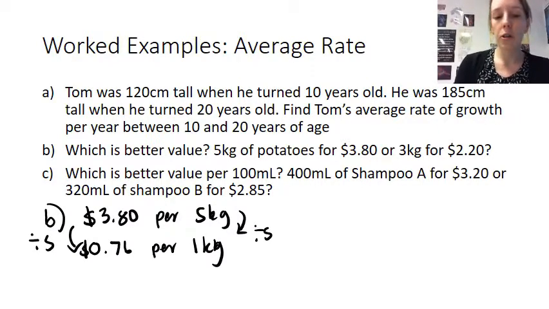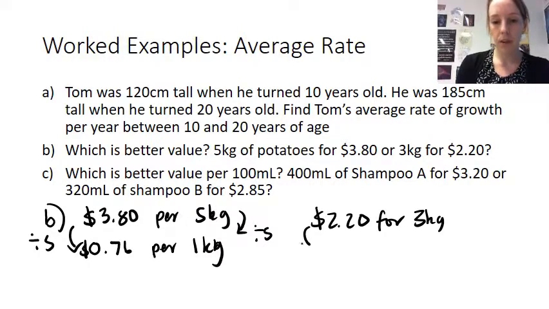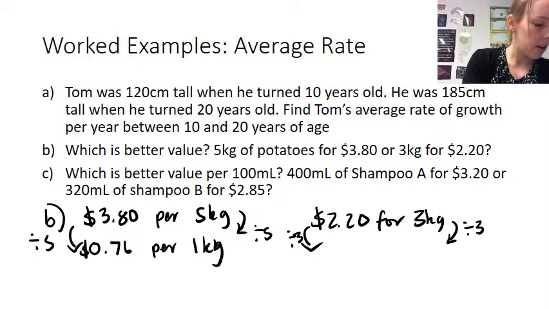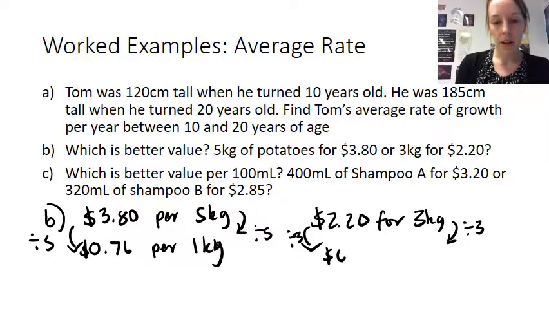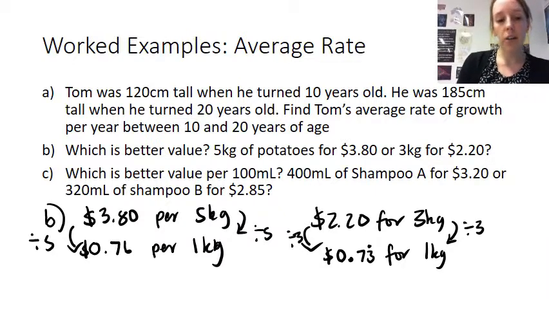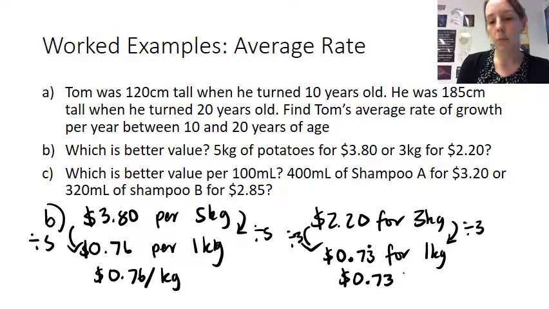So that's our first option. Our second option was $2.20 for 3 kilograms. So obviously you'd be working down the page to do this. So I'm going to divide by 3 on both sides to work out the price for 1 kilogram. So $2.20 divided by 3 is 73.333 cents recurring. So I'm just going to write 73 cents for 1 kilogram. So we can now compare our rates. So our first option was 76 cents per kilo, and our second option is 73 cents per kilo.